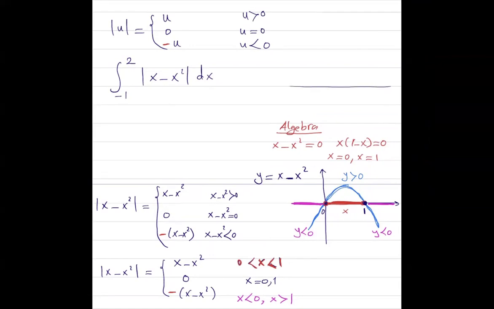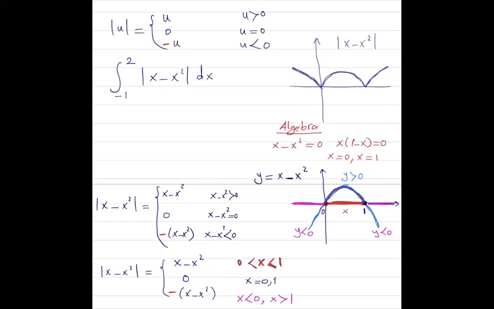So for the positive part, we don't have any issue. The positive part is this part here. Y value is positive here. We are good. So 0 to 1. For the negative parts, when you take the absolute value, it means that you are looking at the reflection with respect to x-axis. So this is the absolute value of x minus x squared.